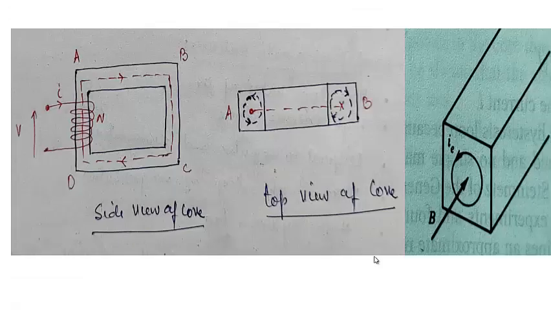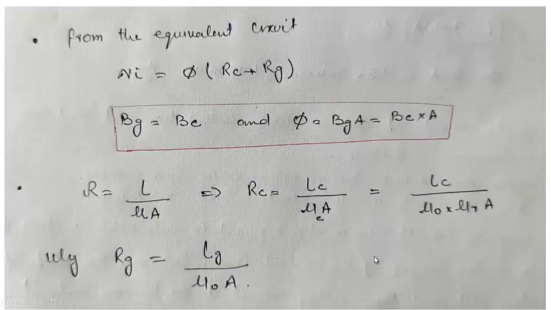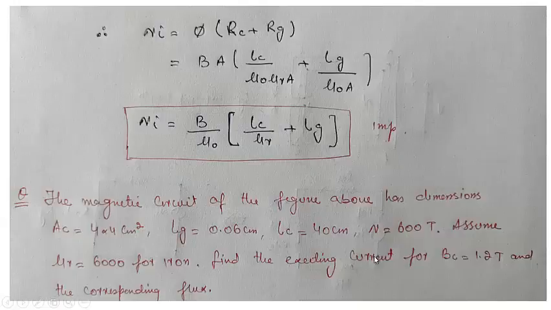So I have described this, but first let me come to this. Ni is equal to phi into Rc plus Rg. Taking phi equal to B into A, and Rc equal to Lc divided by mu naught mu r into A, plus Lg divided by mu naught into A. So this A and A will cancel out, taking B and mu naught outside. So Ni will be equal to B divided by mu naught times Lc divided by mu r plus Lg.